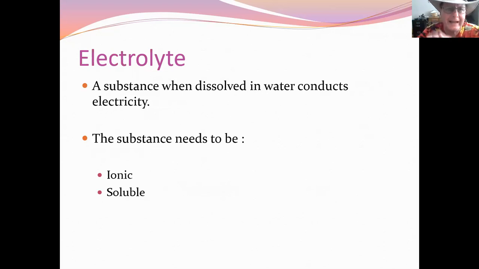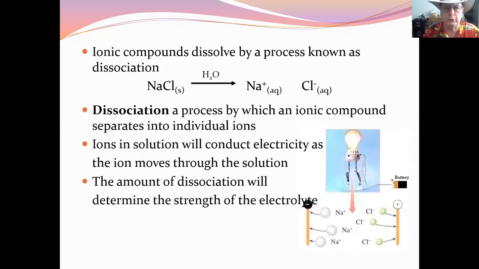An electrolyte is nothing more than a substance which, when put in water, conducts electricity. So in order to do that, it has to have two properties. It needs to be ionic, and it needs to be soluble in water. So basically, what happens when we dissolve solutes? Through a process called dissociation, the water molecules surround the individual ions within a crystal, and they separate them from one another. In other words, the water comes in and attaches itself and surrounds each sodium and each chlorine ion and separates them from one another.